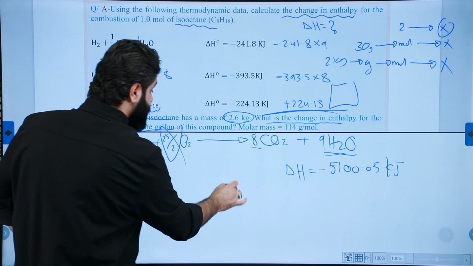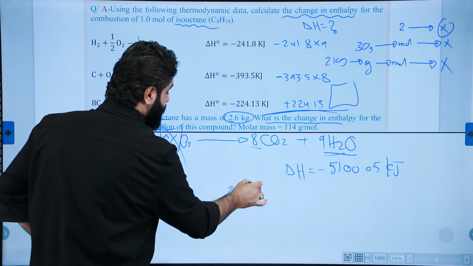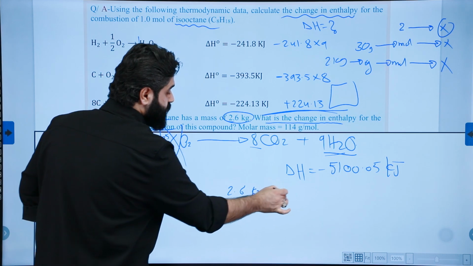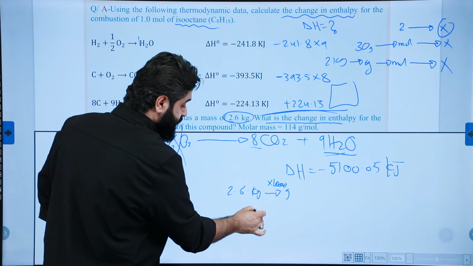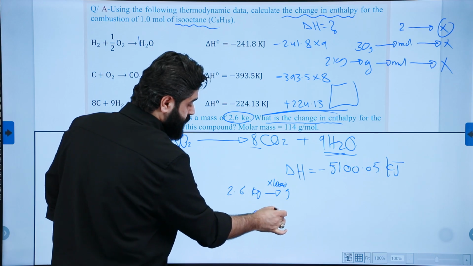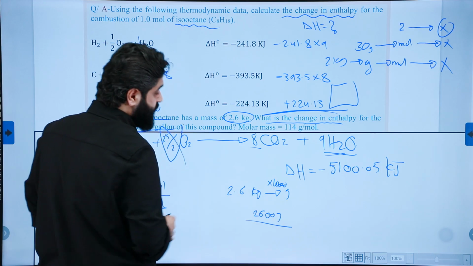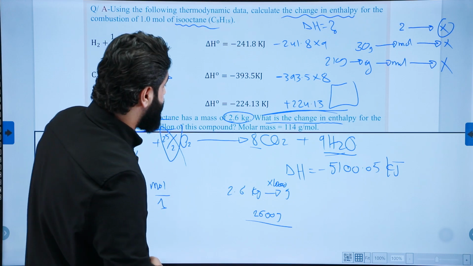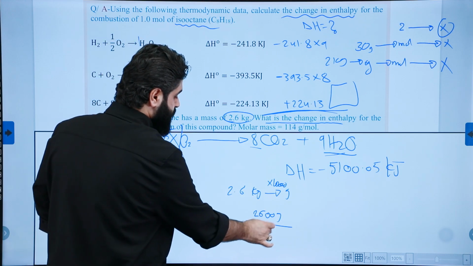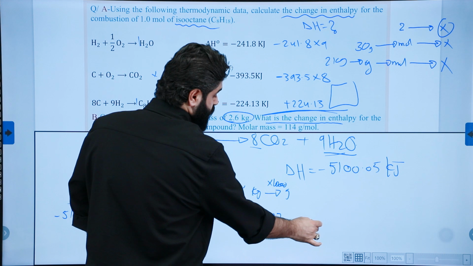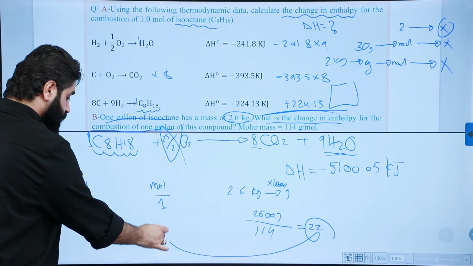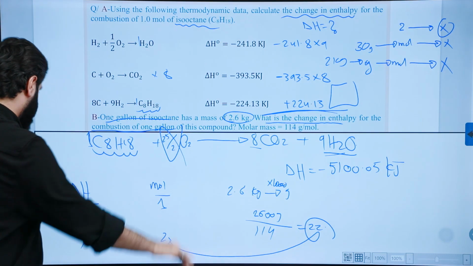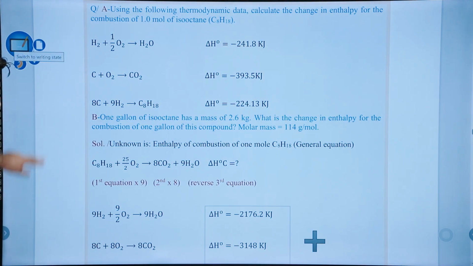The point is 2.6 kilograms must be turned into grams by multiplication with 1,000, which will become 2,600 grams. Then divide the grams by the molar mass. Molar mass is 114, which equals 22 point something, right? And then put this number of mole here with cross product, you'll get the answer easily.